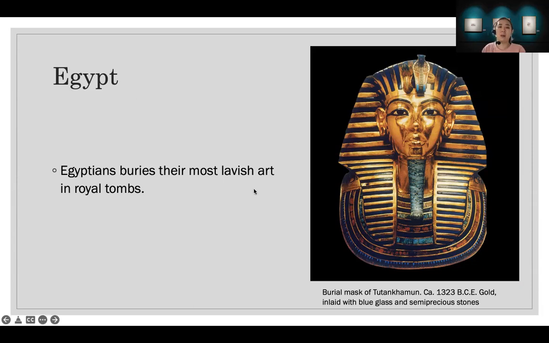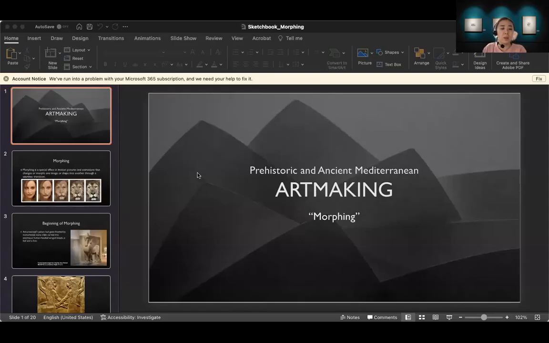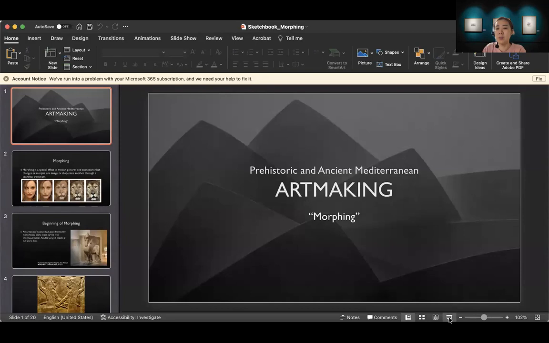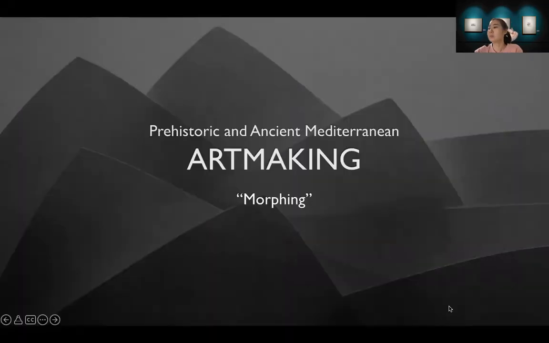So, before the break, let's see a sketchbook project related to this chapter. Today, everyone, we're going to do a morphing drawing. So let's see what the morphing drawing is.